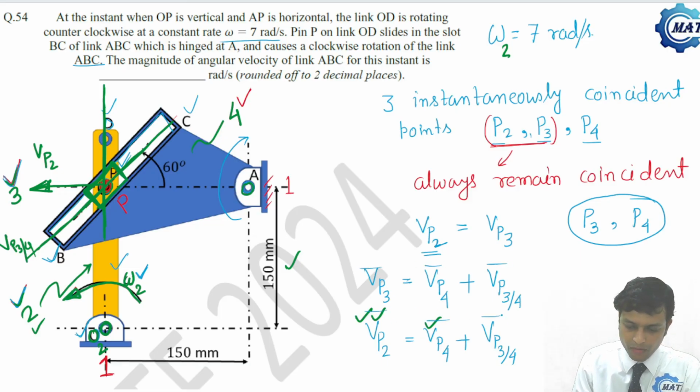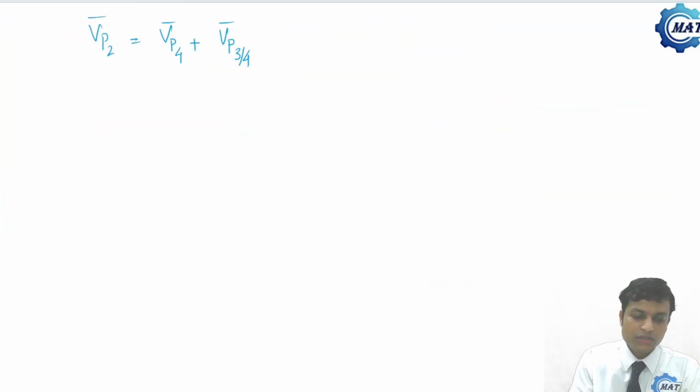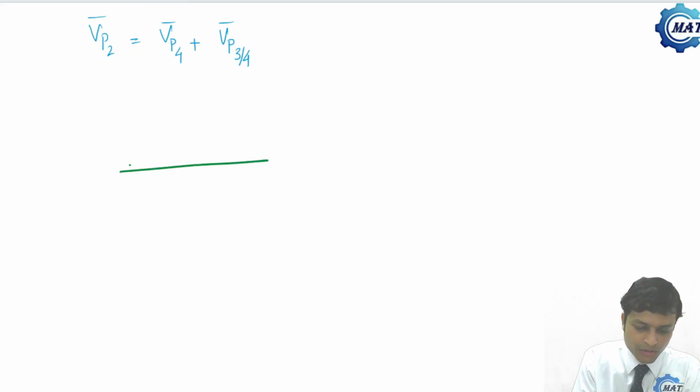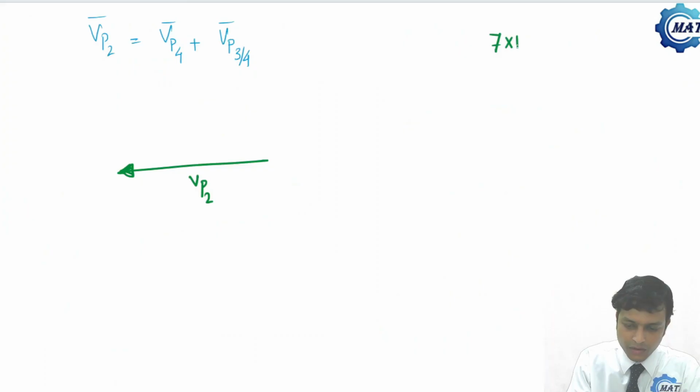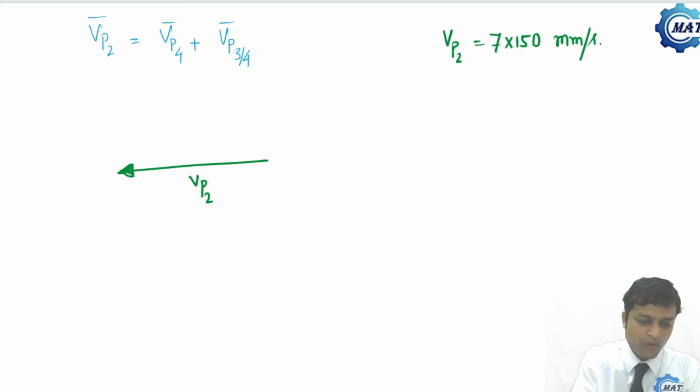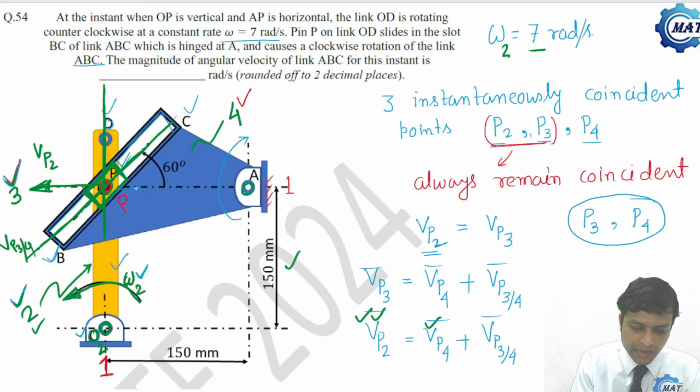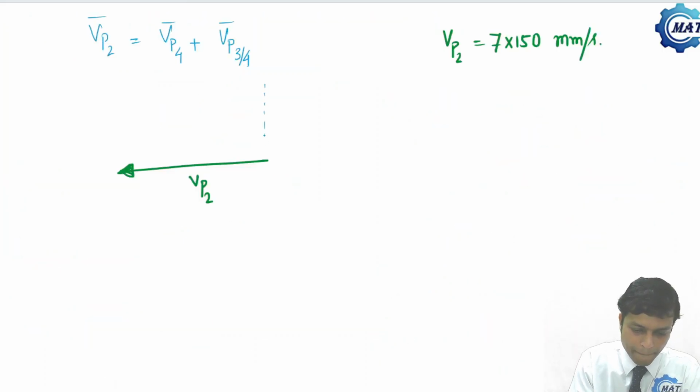So my equation is Vp2 is Vp4 plus Vp3 by 4. You can give the vector notation, because these all are vectors. Let me draw the velocity diagram right now. Vp2 is known, this is Vp2. What is the value of Vp2? Omega 2 is given, 7 into 150, this much millimeter per second. Now, what is Vp4? AP is horizontal, it is given, so Vp4 will be perpendicular to that. Vp4 is also an absolute velocity, like Vp2, and this is the relative velocity.